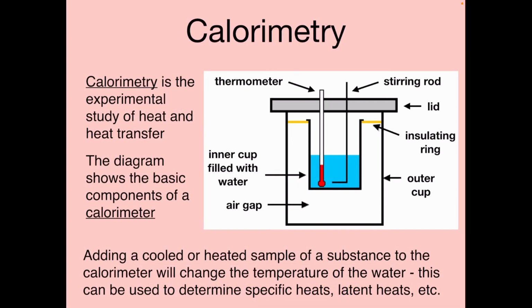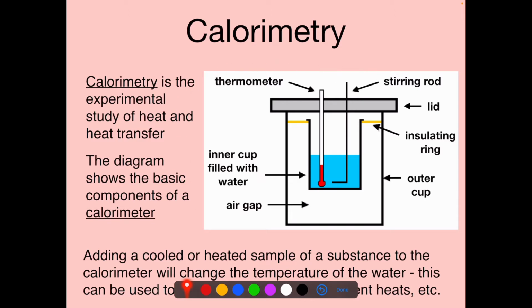And that takes us to calorimetry. Now, calorimetry is the experimental study of heat and heat transfer. So for example, if I wanted to take an unknown substance and measure its specific heat, that would fall under calorimetry. So this diagram we see here shows us the basic components of a calorimeter. This is a device that's very commonly used in calorimetry. And here's what it consists of.